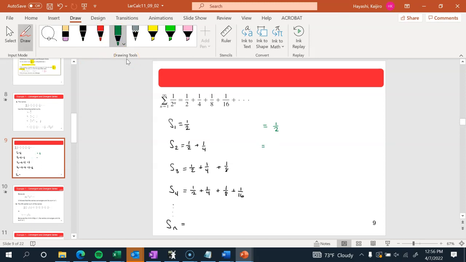A half and a fourth, together that makes 3/4. A half and a fourth and an eighth, together, if you wanted to get those over a common denominator, you could, but that's 7/8. Whereas a half plus a fourth plus an eighth plus a 16th is 15/16. So it appears that as we tack on more and more terms, the sum is approaching some kind of value.